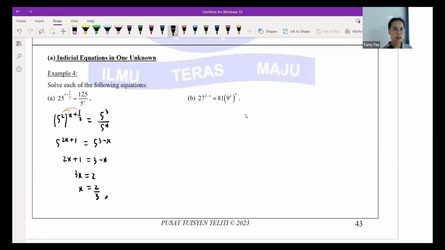Now, next one. The difference between A and B is that A is a linear equation. B is a quadratic equation. Now, we know 27 we can change to 3 power 3. There's a 2 minus x.